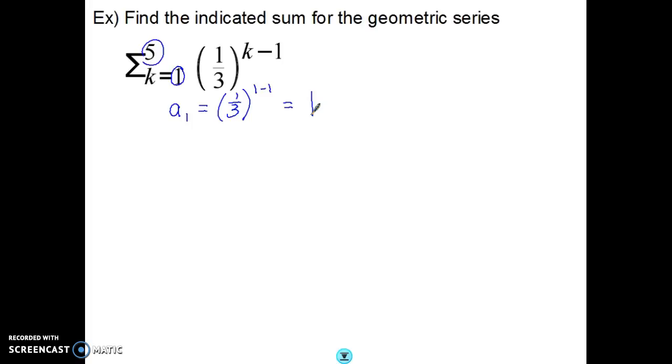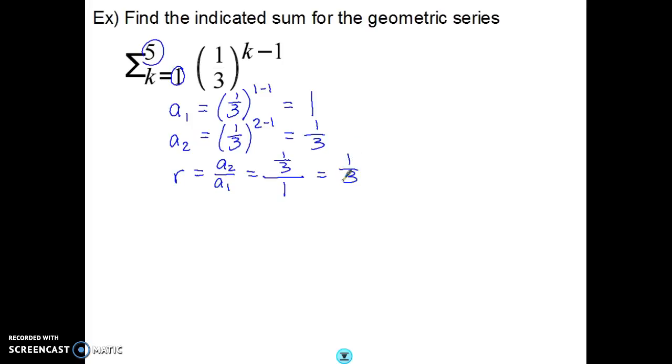We're also going to need to know what r is. Now, an easy way to find r is just to find what a sub 2 is, and then divide a sub 2 divided by a sub 1. So we'll just find a sub 2, 1/3 to the 2 minus 1, which is 1/3 to the 1, or just 1/3. Well, this will give us that r, which is a2 divided by a1, is just 1/3 over 1, or 1/3. So now we have a sub 1, and we have r. That's enough to find our answer.